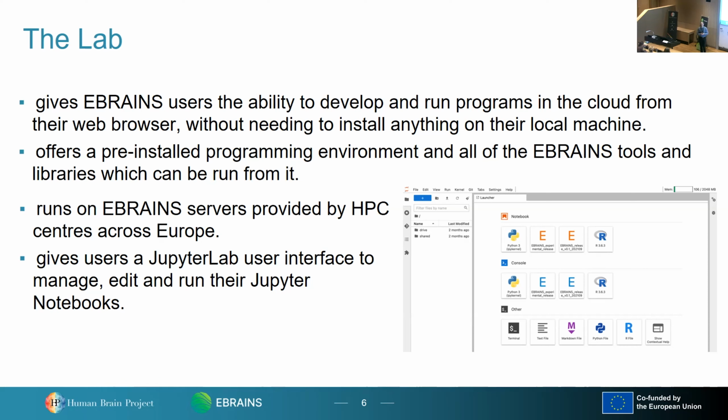It runs on the HPC centers, and it gives users a free Jupyter notebook, which they can use for their research. The advantage of this compared to other solutions like Google Colab, for example, or Binder, is that you have all the EBRAINS software ready tested, ready installed into the environment. So you can just get up and start working straight away.